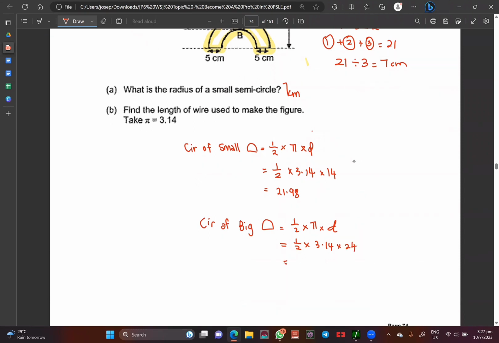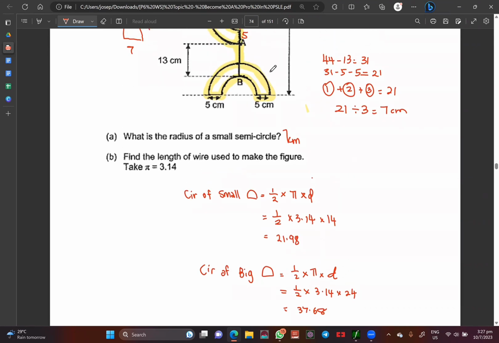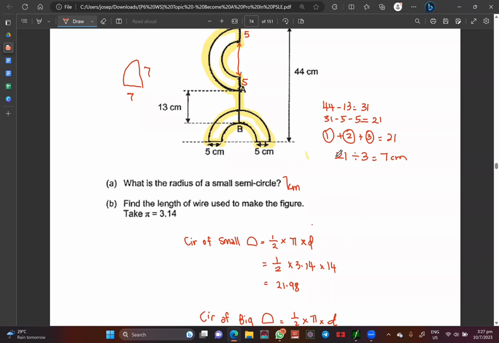So now what we have, of course, we punch our calculator, and we get 37.68. Okay, perfect. So where is 37.68? Follow my cursor again. It's over here. Whatever that is over here is 37.68. What I like to do is I like to just point out and say this is 37.68. Okay, and then for the small one, I like to point out and say that it is 21.98.